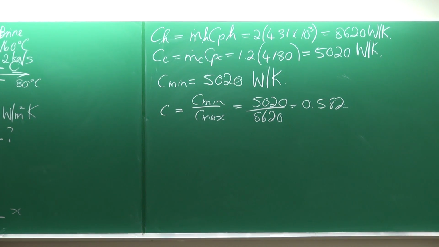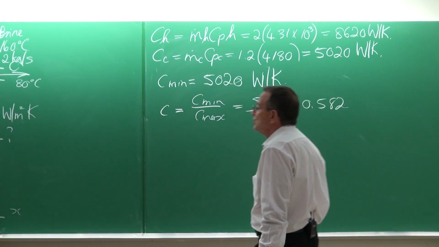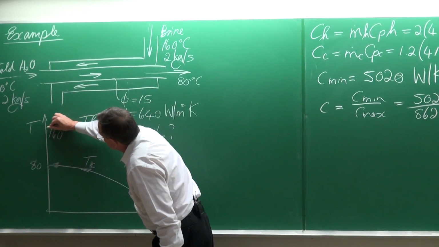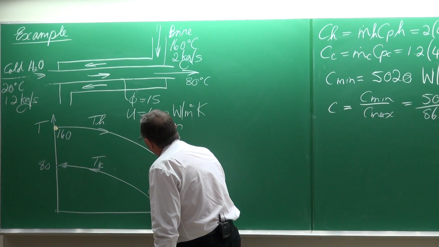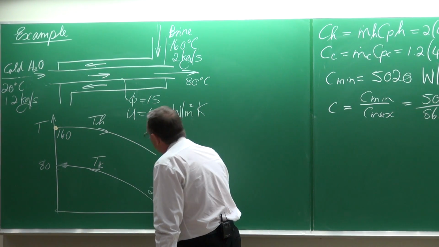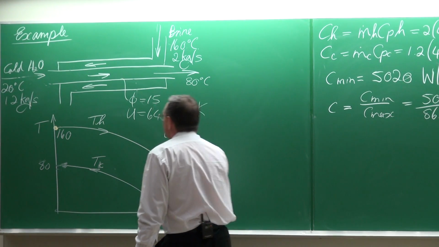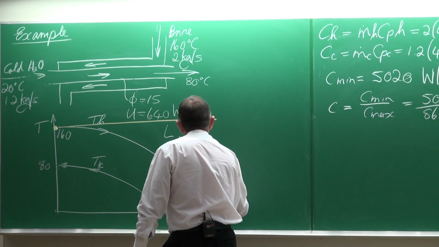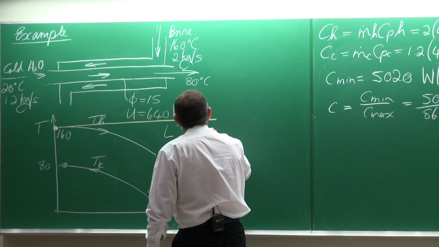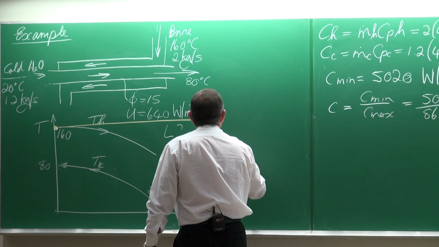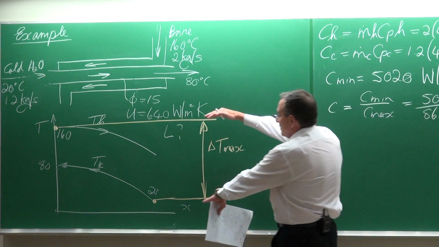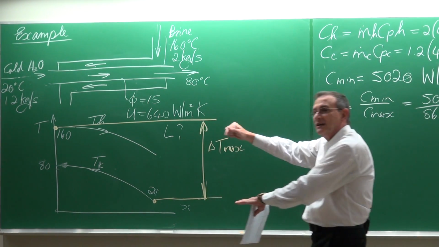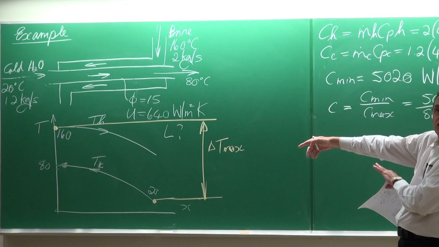One of the very important characteristics of the effectiveness NTU method is to realize that if that is the maximum inlet temperature, and that is the maximum inlet temperature, then the maximum delta T is those two extreme values. You see that? So that heat exchanger can never produce more heat transfer rate than that using that delta T.